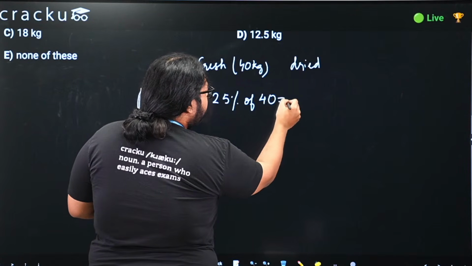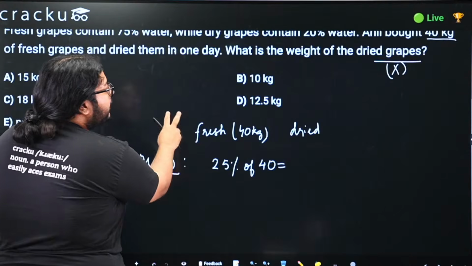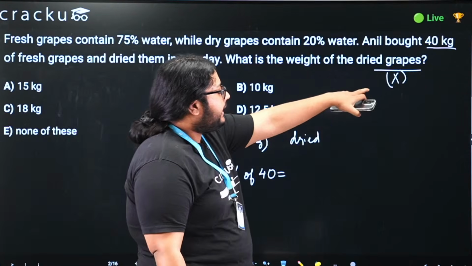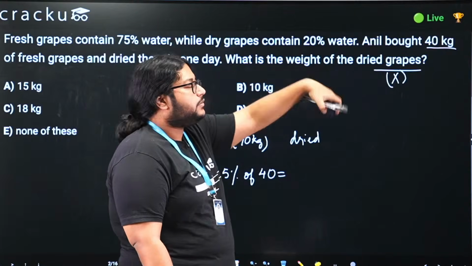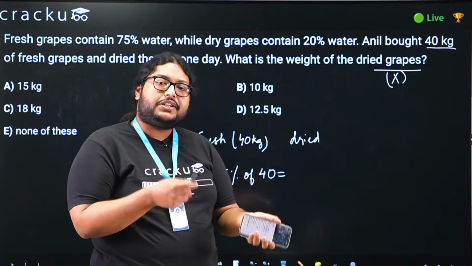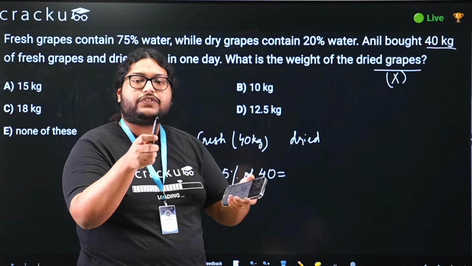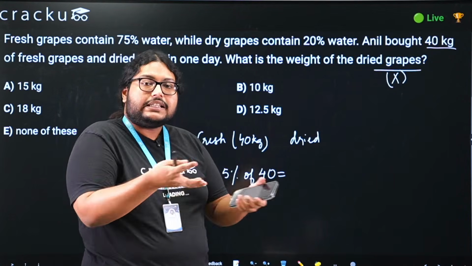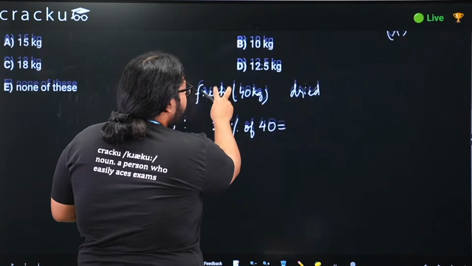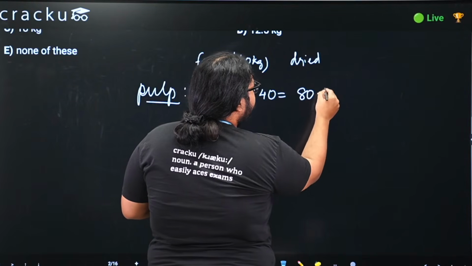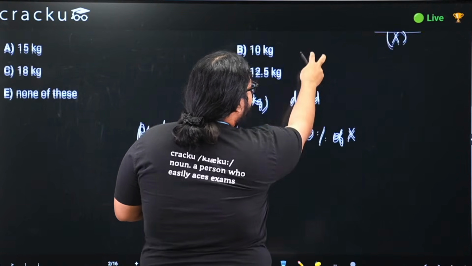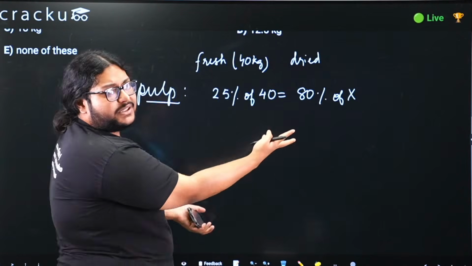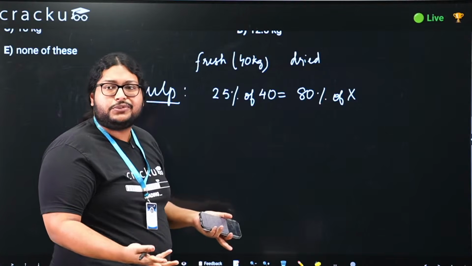And this should be equal to the amount of pulp in the dried grapes. The weight of the dried grapes we have taken as X, and dried grapes contain 20% water. So if a dried grape contains 20% water, it means 80% of the volume of the dried grape is pulp. So we can say this should be equal to 80% of X, and X is the thing we need to figure out. So this is a very simple equation, right? That is the only work we need to do in this question.